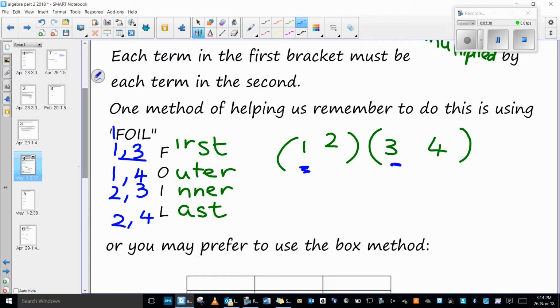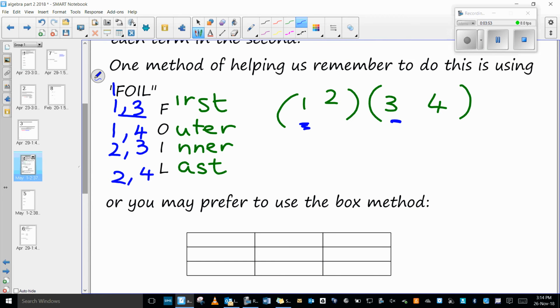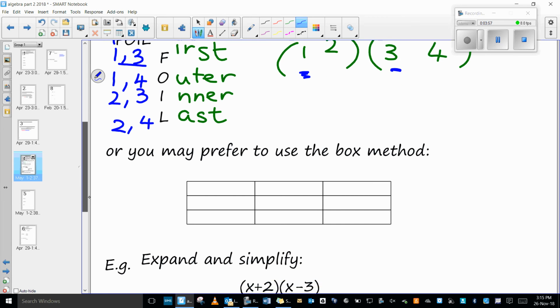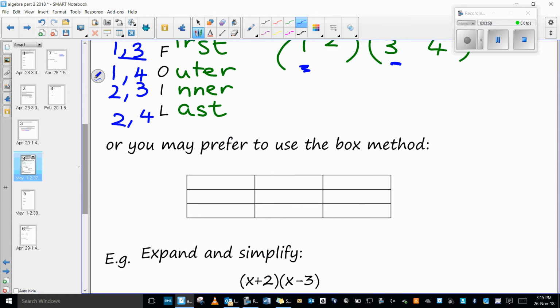So we've got 1 and 3 are our two first ones. 1 and 4 are the outer ones. 2 and 3 are the inner. 2 and 4 are the last. Okay? So that's the 4 different combinations that we can have, and it helps us remember which order to multiply stuff. Now you may think, whoa, that's craziness. Okay? Let me see if I can find a slightly more visual way of doing it.